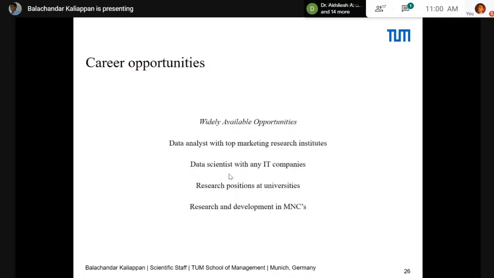Now, people might be wondering what kind of career opportunities are available. I know I need to work with biosignals, and I also know that I need R programming. So, is there any opportunity available for students? When you learn these things, definitely. And once you are comfortable with R programming and have some exposure to analyzing data, you can get into a data analyst position with top marketing research institutes like AC Nielsen and others.